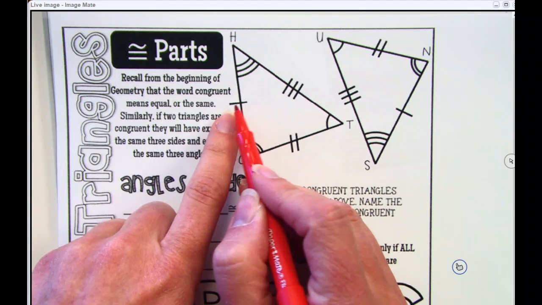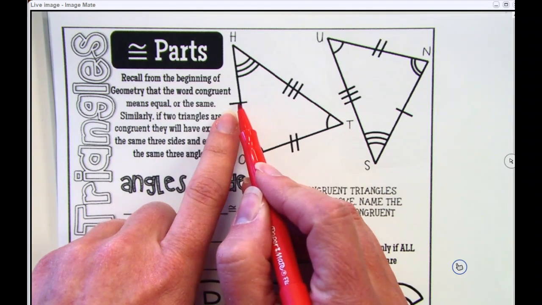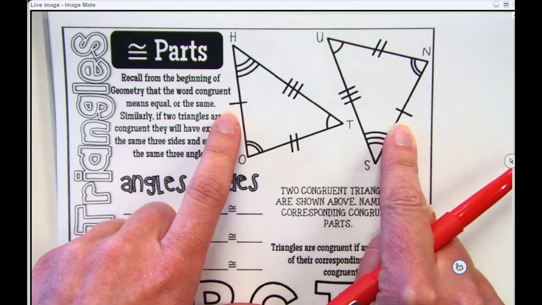See how this side has 1 hash mark? That means it's congruent to the side over here that has 1 hash mark, right?